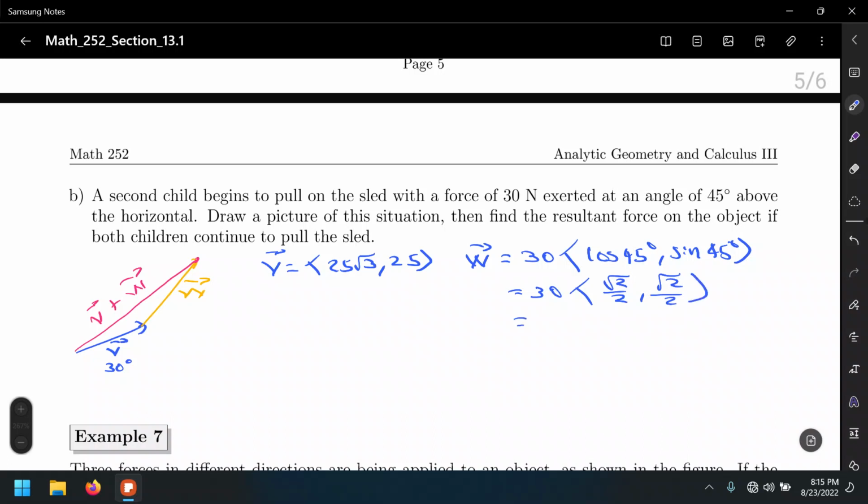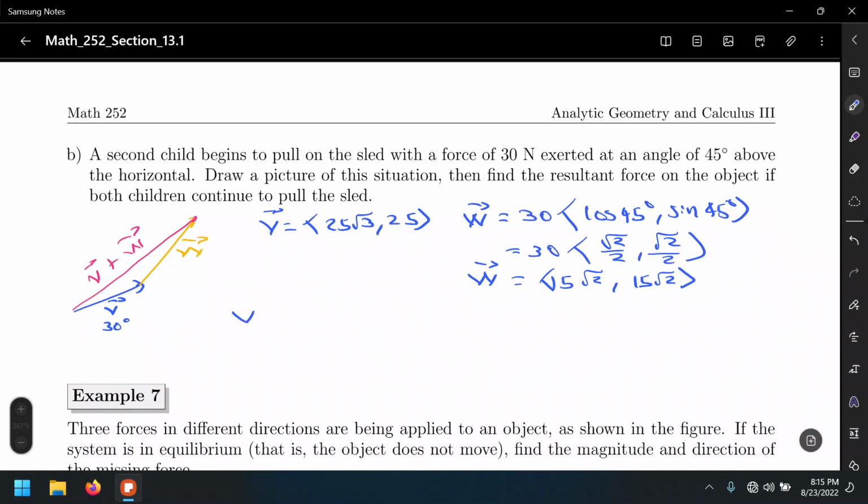And 30 over 2 in each case, that's 15 root of 2 over 2, 15 root of 2, 15 root of 2. All right, that's the vector W. So what are we going to do? Add the two forces, vector V plus vector W, and just combine these two: 25 root of 3, comma, 25 plus 15 root of 2, 15 root of 2.